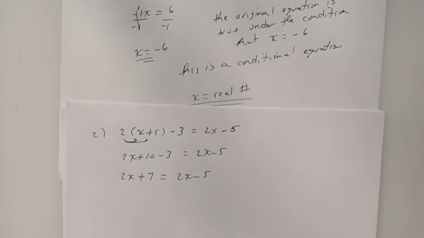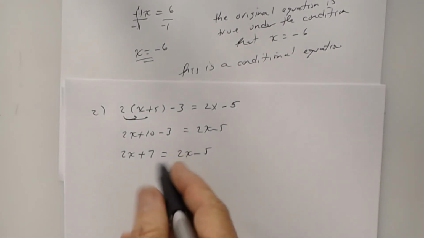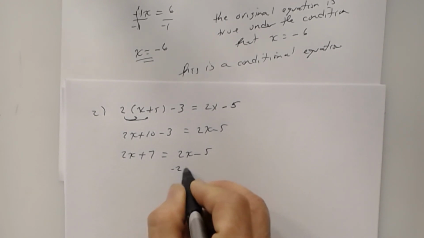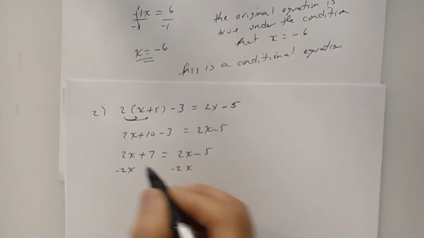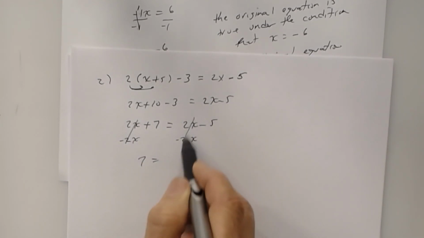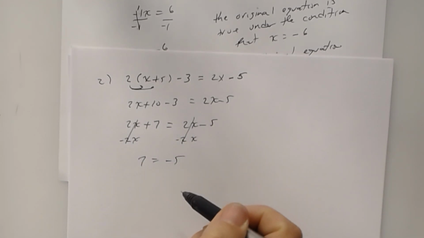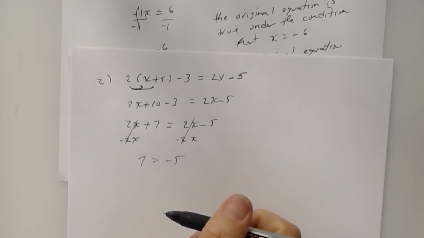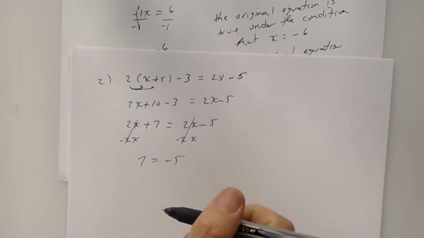Okay. Now remember, just like you did before, you brought all the variables to one side, constants to the other. Tell me what you want to do. Let's bring the variables to one side. So what are you going to do? Subtract 2x. Now notice what happens when I subtract 2x. I get 7 equals negative 5. So your variables go away, right? There aren't any variables left.